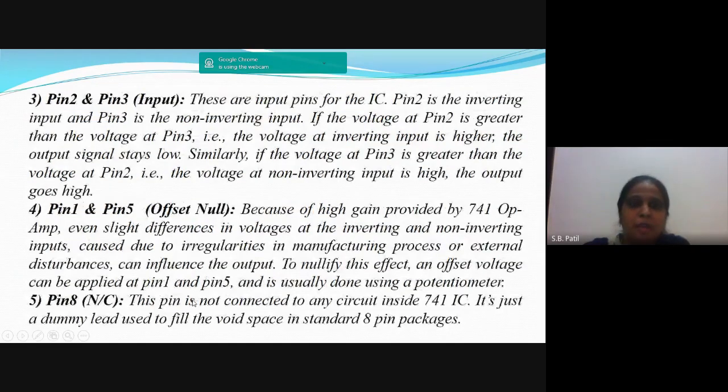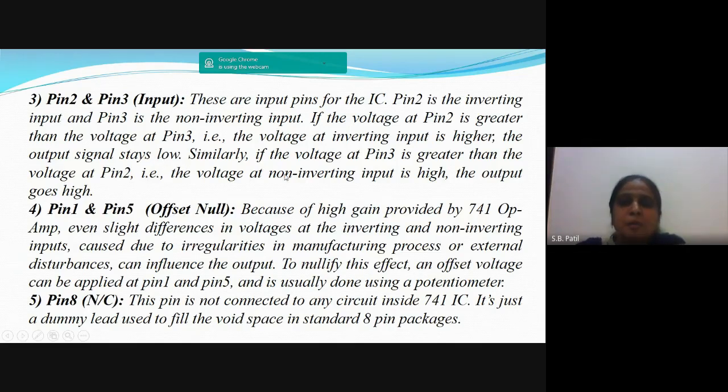Pin number 2 and 3 are the input pins of the IC741. Pin 2 is the inverting input and pin 3 is the non-inverting input. If the voltage at pin 2 is greater than the voltage at pin 3, that means the inverting input is higher than the non-inverting input, then the output signal stays low.